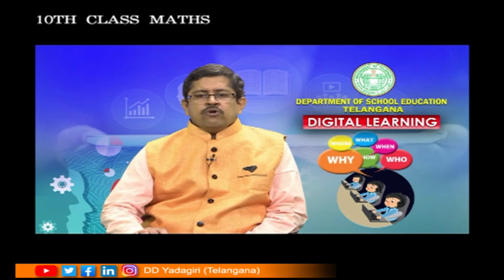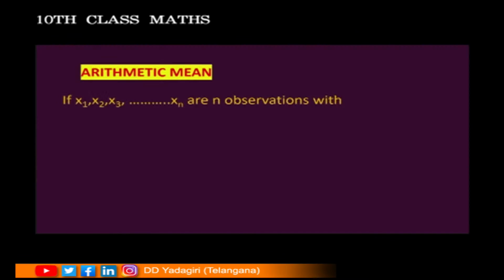Okay children. Now if you take the observations as x1, x2 and so on up to xn, where x1 is repeated f1 number of times, x2 is repeated f2 number of times, x3 is repeated f3 number of times, and xn is repeated fn number of times. That is, the frequency of observation x1 is f1, the frequency of observation x2 is f2, the frequency of observation x3 is f3, and so on, the frequency of observation xn is fn.